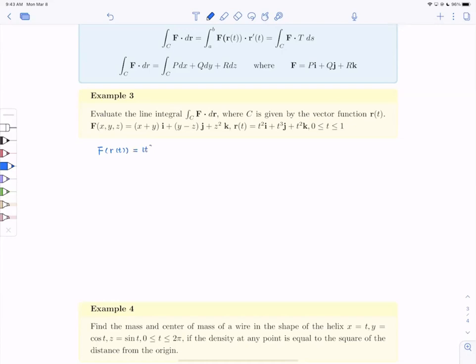r of t equals t squared plus t cubed i plus t cubed minus t squared j plus t squared k. And then r prime of t is just 2t i plus 3t squared j plus 2t k. Now let's compute the integral.